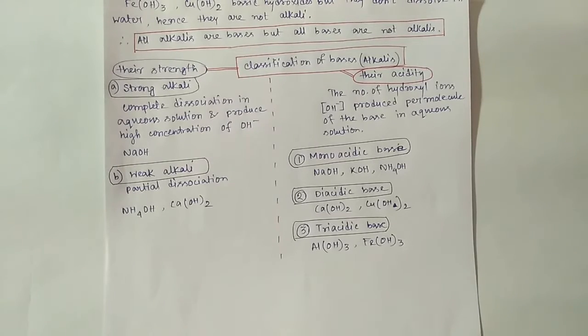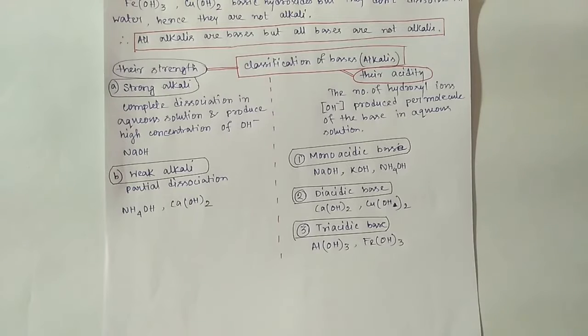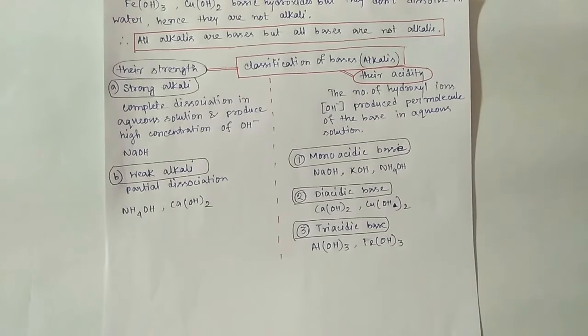What is the acidity of a base? What is a monoacidic base? Give examples. Diacidic base, example; triacidic base, example. What are amphoteric oxides? What are examples of amphoteric oxides? You have to remember all these things for the short questions that may come in your exam paper.